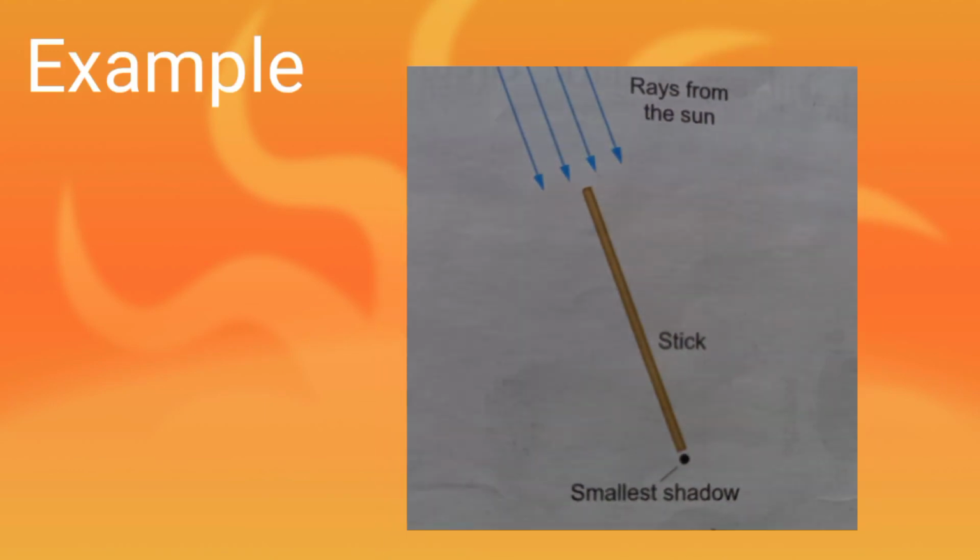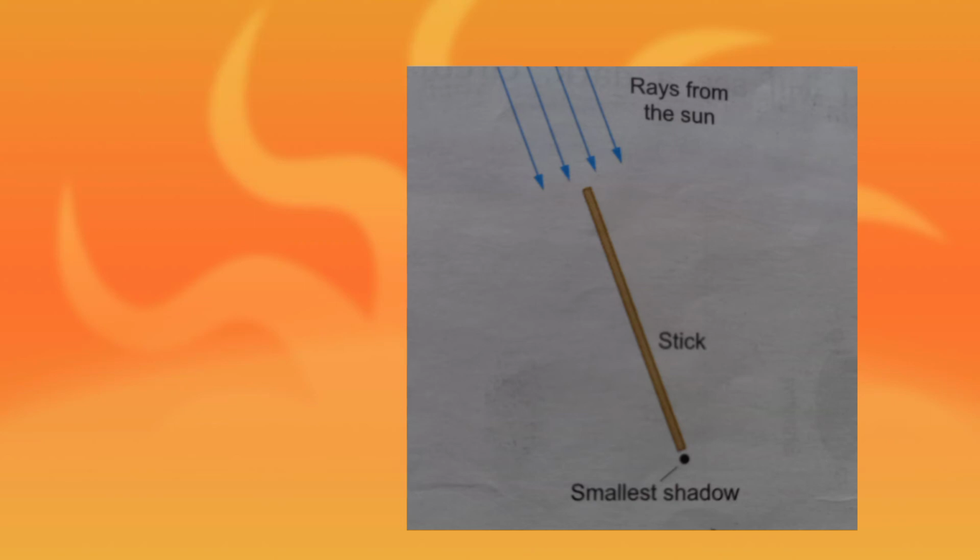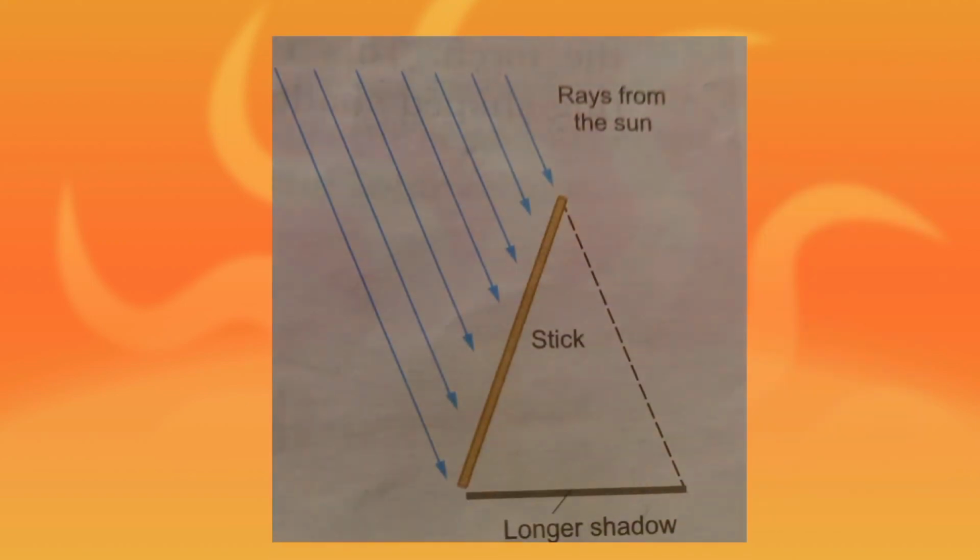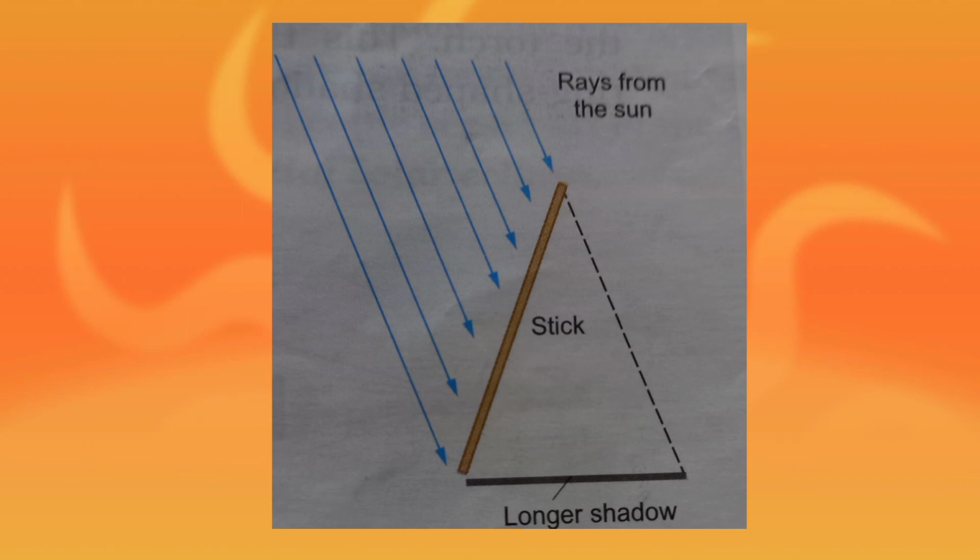See in this picture, here sun rays are parallel to the stick. At this point, the shadow is the shortest because the angle between the rays and the stick is very small. Now see in this picture, here we have increased the angle between the rays and the stick. Now the shadow becomes longer. So shadow depends upon the position of the light source as well as the position of the object.